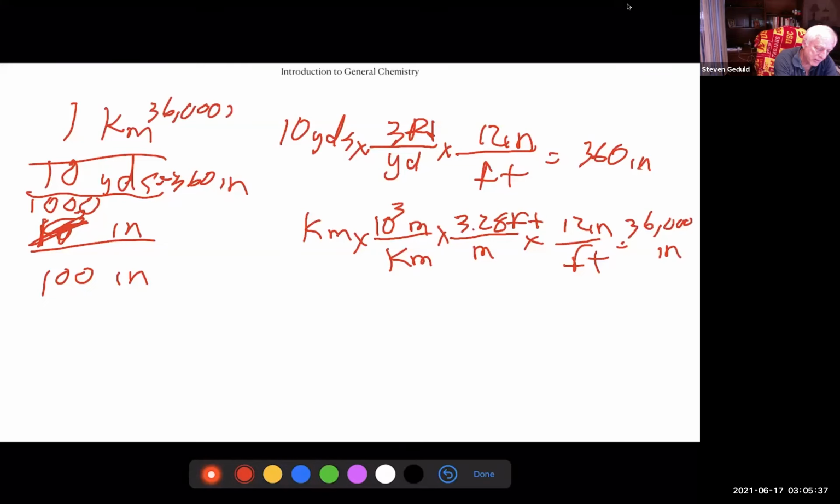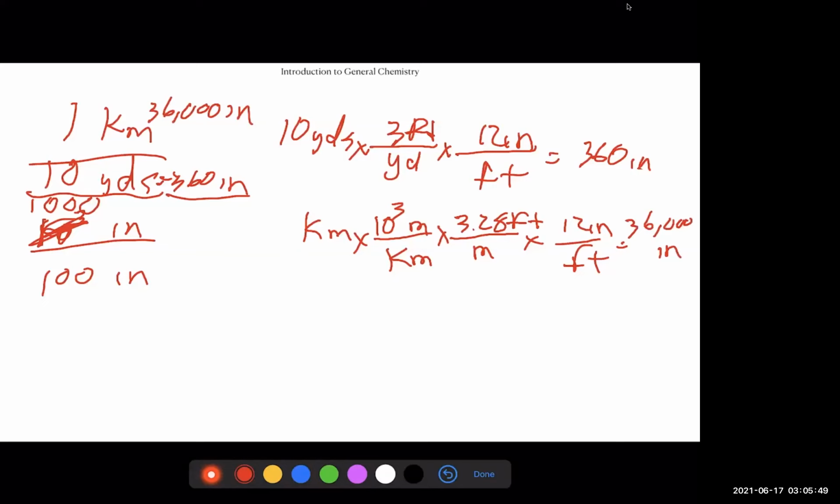This one is 360 inches. This is 1,000 inches, and this is 100 inches. So put them in order. So largest to smallest, you said? Yeah, I get it now. I think the kilometers was messing me up.